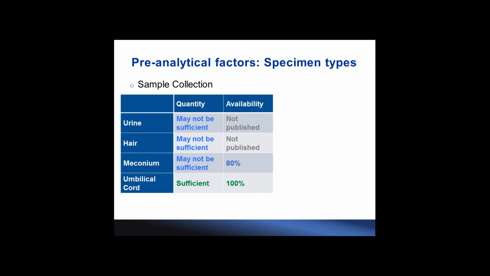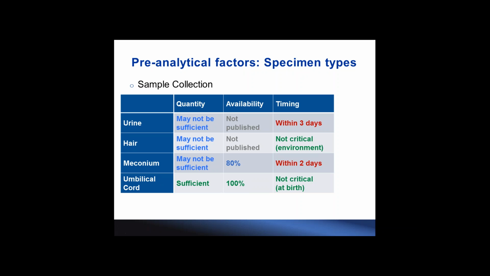In terms of availability, there is not much data published out there on how difficult it is to get access to urine and hair samples from the baby. But we have seen a study that only 80% of the babies can provide the meconium samples to be collected. And this is especially true when we approach premature babies. It's very difficult to collect samples from those. So in that sense, every baby has an umbilical cord.